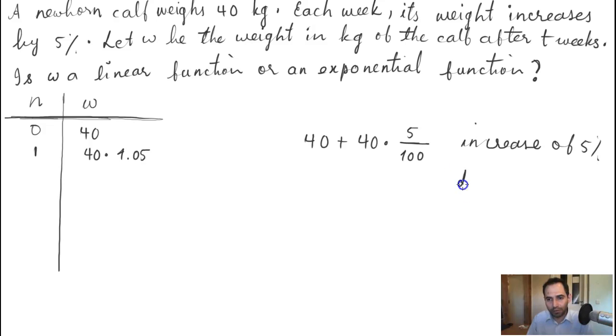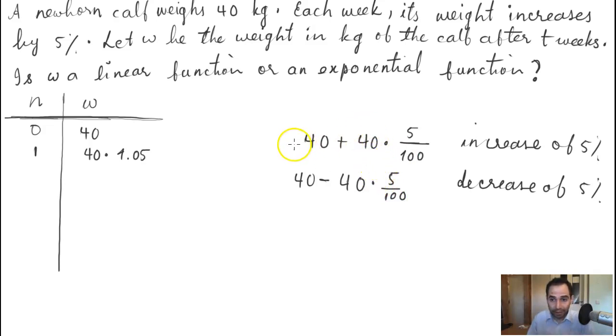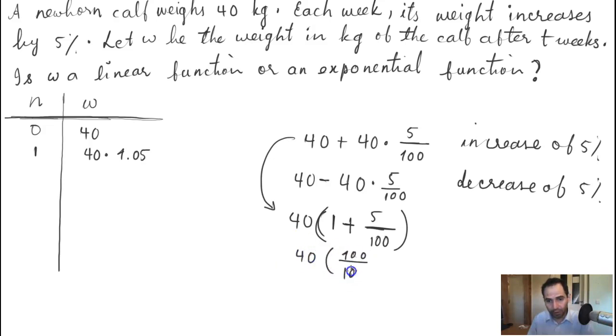Now if it was a decrease of 5% of the same amount, it would be 40 minus 40 times 5 divided by 100, where 5 divided by 100 is nothing but 5%. In this case, an increase of 5%, you can simplify this by taking the 40 out, and then you get 1 plus 5 divided by 100. You can take this 1 as 100 by 100, so 40 times 100 by 100 plus 5 by 100, and this will be 40 times 105 by 100.